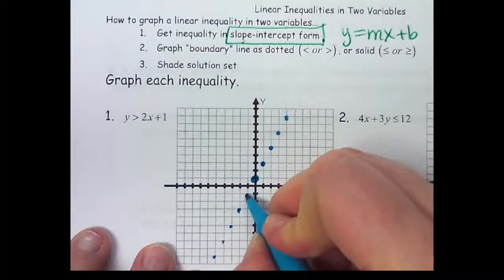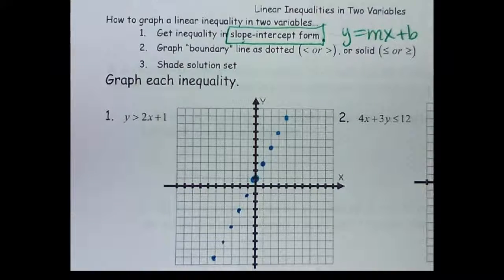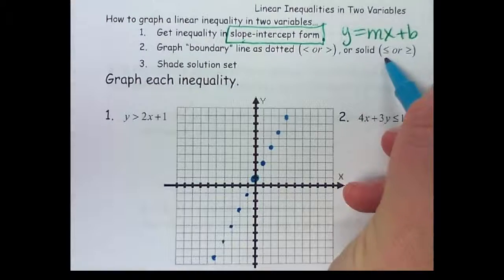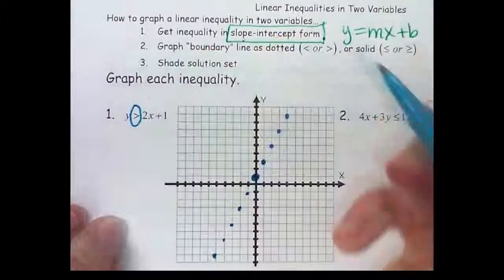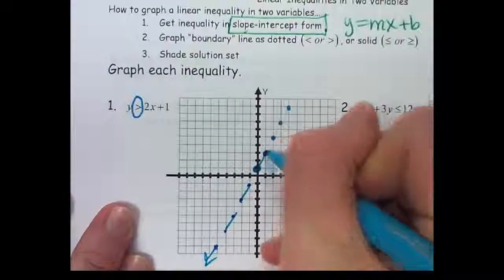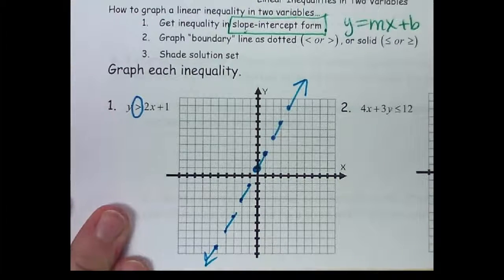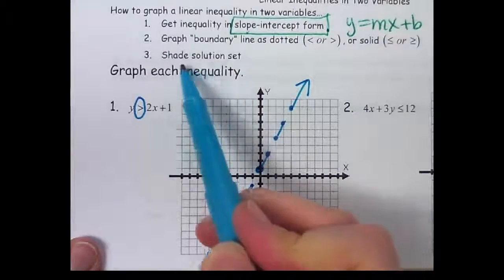Okay. So with inequalities, if you read step number 2, it says graph the boundary line as dotted if it's less than or greater than, or solid if it's less than or equal to, or greater than or equal to. So because I have just a greater than, this is going to be a dashed line. So just don't connect it all the way. That would be like your open circle on the number line.